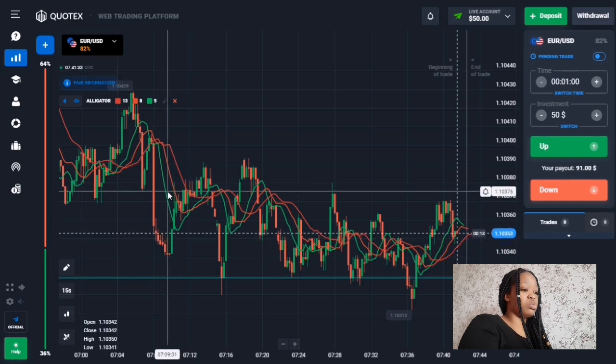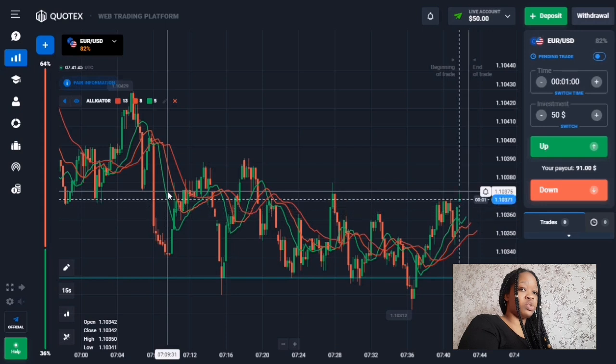I would like to show you trades in different situations using this alligator, and how you can interpret it and how you can use technical analysis while using this indicator. So let's start with our very first situation for today.